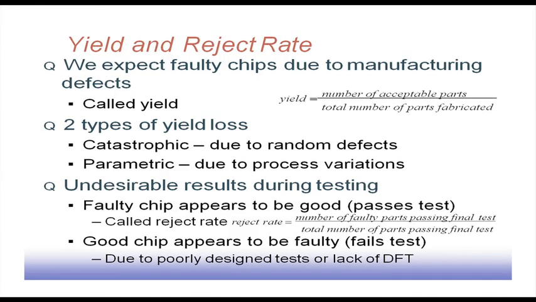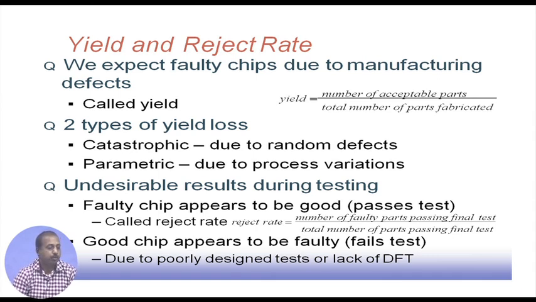We have got some parameters like yield. It is defined as the ratio of the number of acceptable parts to the total number of parts that are fabricated. So, this ratio is called yield. Naturally, we expect that in the manufacturing process, yield should be maximized. The number of chips that we have to discard as faulty should be minimum.